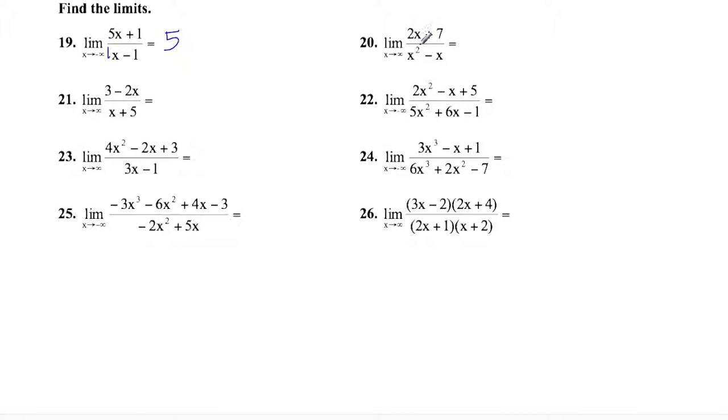Number 20, when the degree in the denominator is greater than the degree in the numerator, the horizontal asymptote is going to be at 0, so that's where the limit is. 21 is just in a reverse order. We can actually see that this is really the first term, that's the degree, and that's x. So if we divide negative 2 by 1, we get negative 2. And number 22 also has the same degrees in the numerator and denominator. So 2 divided by 5 has a limit of 2/5.